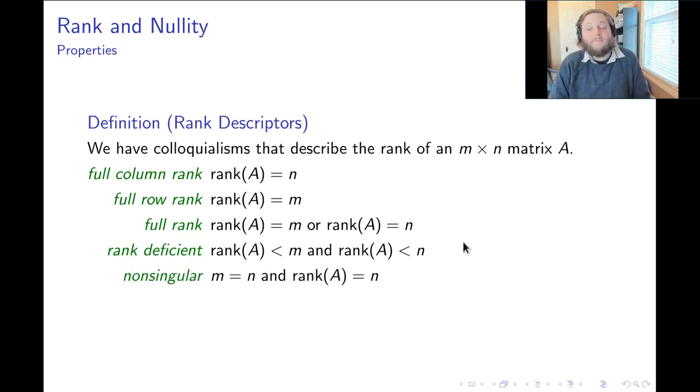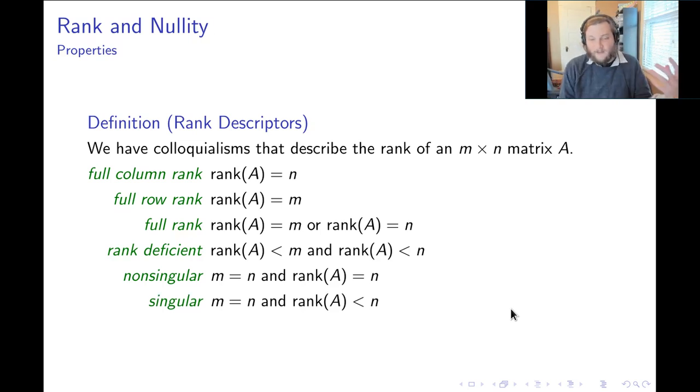One of the most important terms in linear algebra is the notion of non-singularity. We say that a matrix is non-singular if it is square, meaning the number of rows equals the number of columns, and it is full rank, meaning that the rank equals the number of columns, which again happens to equal the number of rows. So a square matrix that has full rank is called non-singular. And singular is the opposite. Singular means that we're still square, but we don't have full rank. So the rank is less than the number of rows, which equals the number of columns.